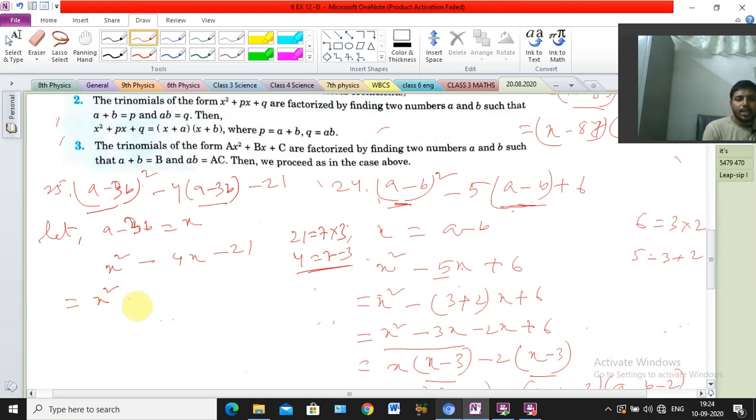So then x square minus 4x means 7 minus 3, x minus 21. Clear? So now we get x square. Remove the bracket. If we remove the bracket, we get 7x minus 7x, and minus minus plus 3x minus 21. We get 4 terms.